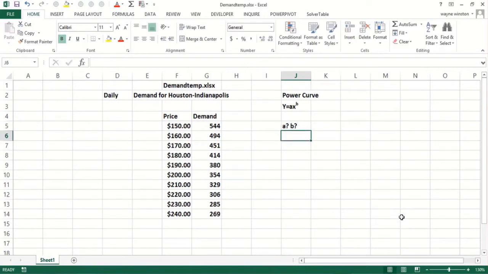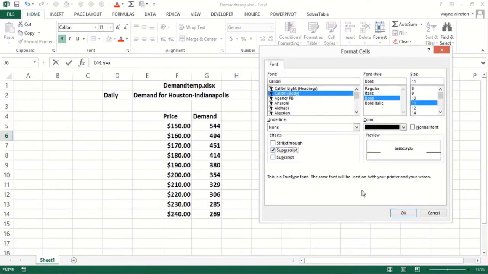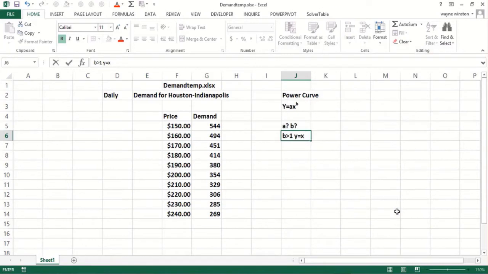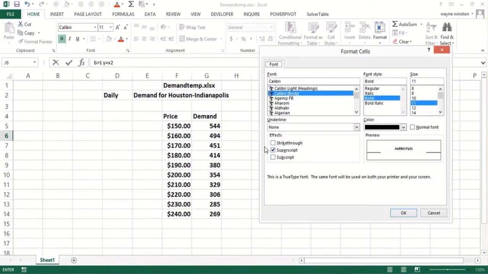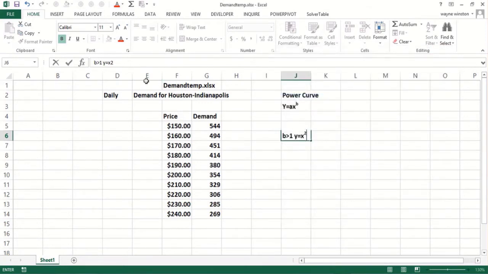Okay, now the interesting thing about the power curve, it can have 3 different shapes. If b is greater than 1, like y equals x squared, then the curve gets steeper as x increases. It increases and gets steeper.